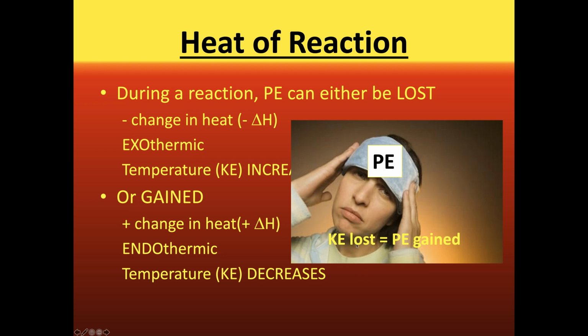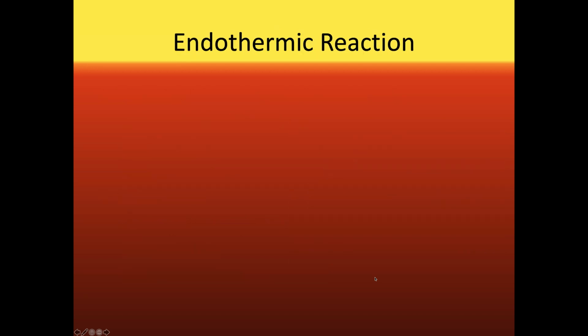The kinetic energy lost equals the potential energy gained. So the formula we're going to use, this calorimetry equation, is going to have potential energy on one side of the equal sign and kinetic energy on the other side of the equal sign.